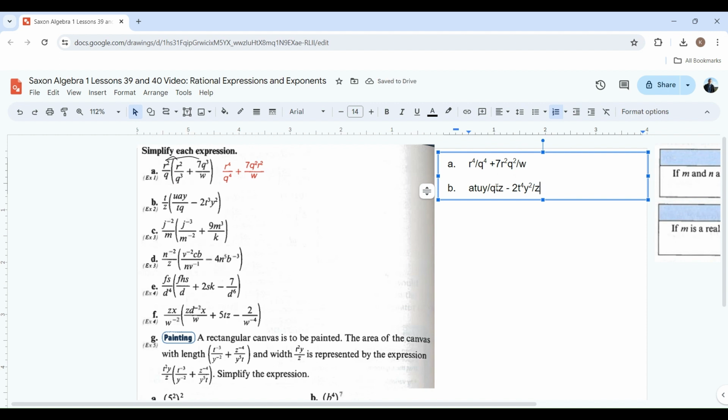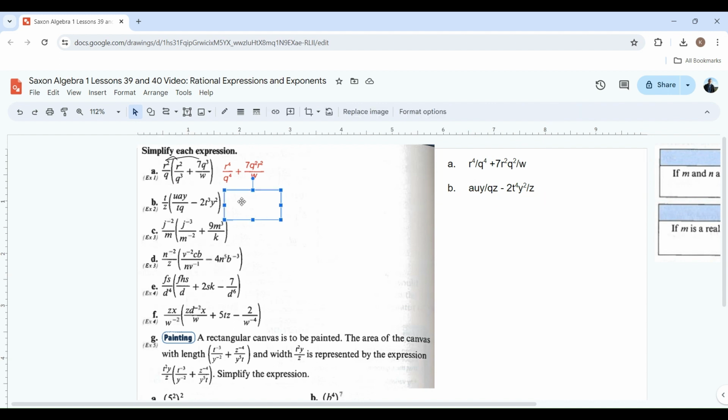Now, looking back, do I have anything the same in the numerator and denominator of either of these fractions? Well, here I have a t and a t in the numerator and denominator. Those t's are going to cancel each other out. This is my final answer. I have nothing the same in the numerators and denominators.